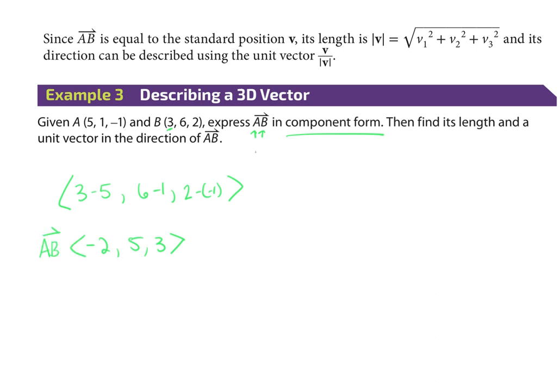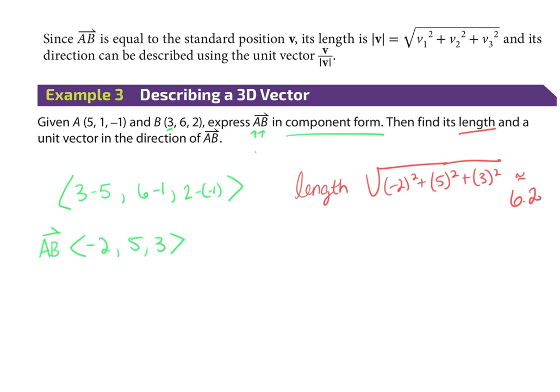If I want to find my length, once I have it in component form, I've already subtracted the piece of it that I need to, so I can just go ahead and square it. So the length, when it's asking for that piece, is just going to be the square root of the -2 squared plus the 5 squared plus the 3 squared. That will be my length, approximately 6.2 here. And then a unit vector.